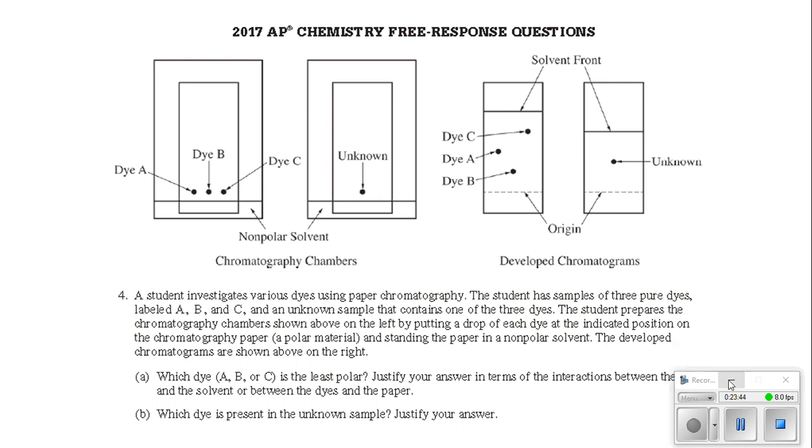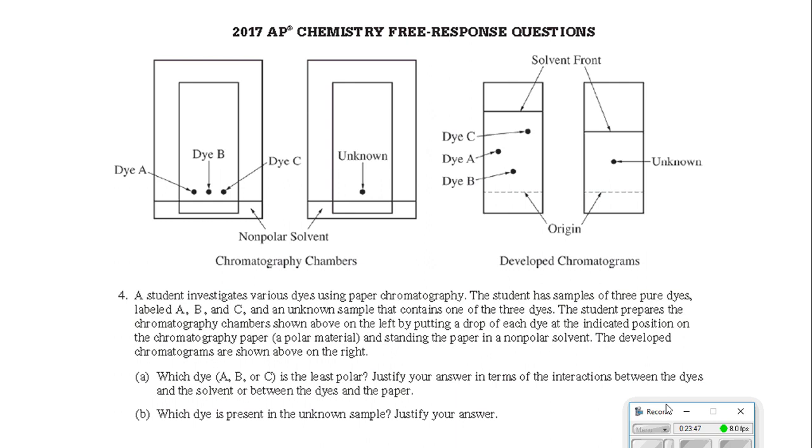And justify your answer, between the dyes. Justify your answer in terms of the interactions between the dyes and the solvent, or between the dyes and the paper. So once the chromatogram runs, you let the solvent run up to this point. And what you can see is that dye B is the most polar because the paper is polar. And so if the dye or the solute is very attracted to the polar paper, it probably has similar IMFs, probably also polar, so it's going to stay attracted to the paper.